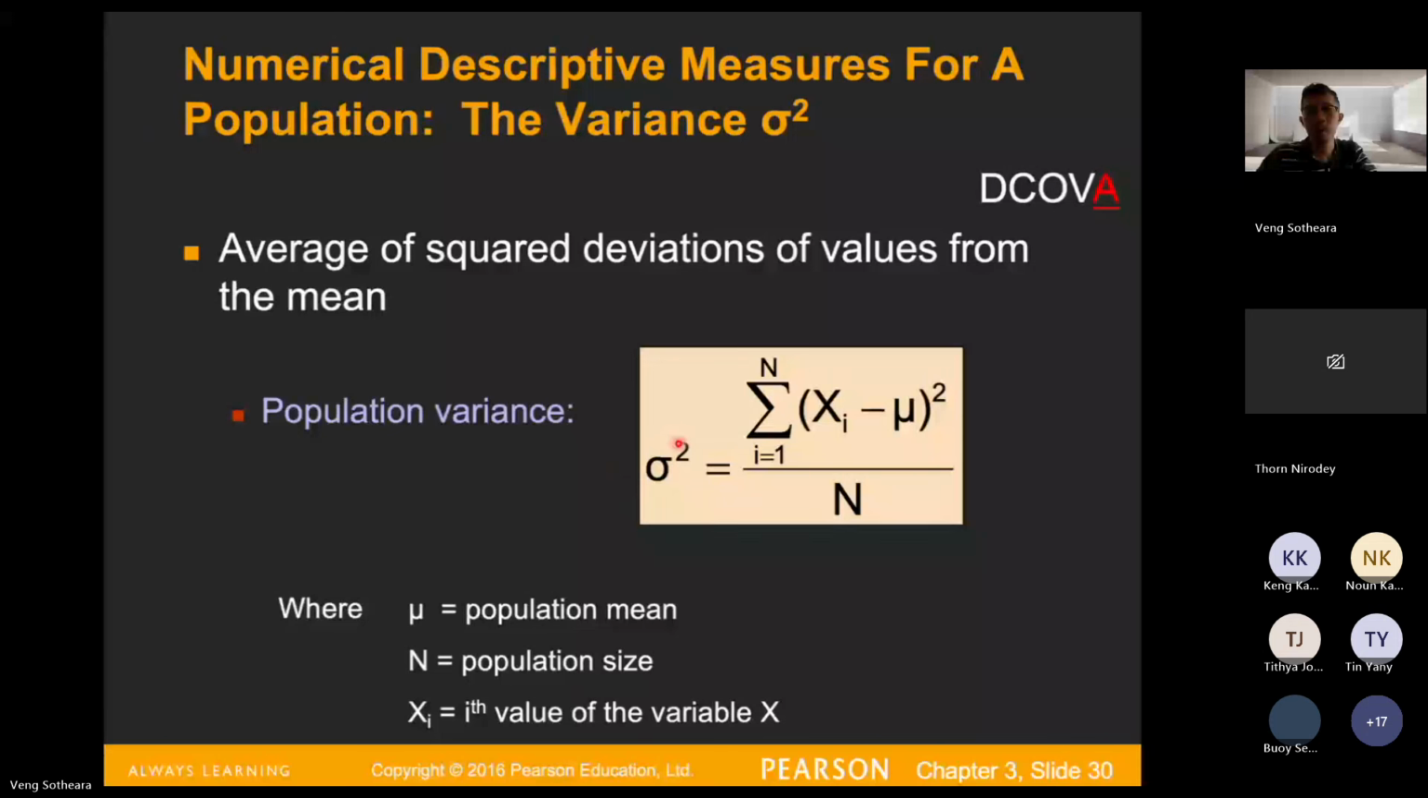So, like any measure belonging to the population, we use Greek letters. Any measure belonging to the sample, we use Latin letters. For example, s square. S is Latin, right? And now sigma. Sigma is actually the variant for the population. But we still use the same square, right? S square now switches to sigma square.